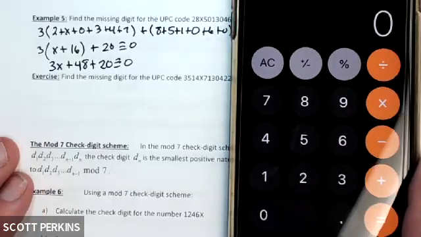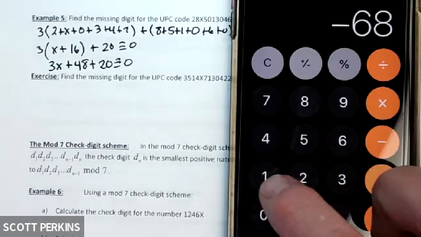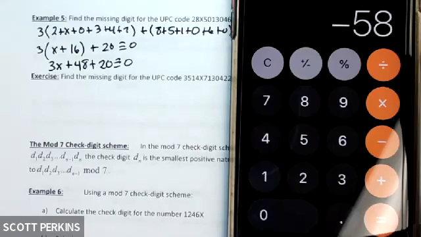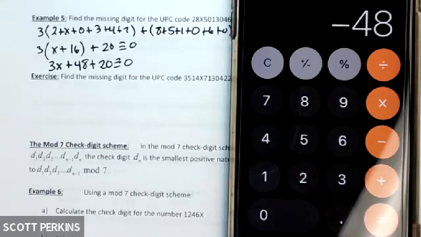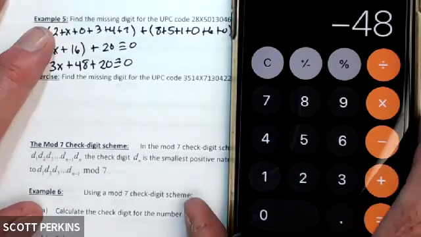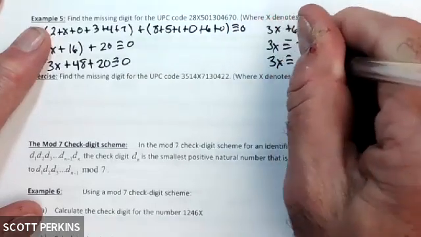So here goes. So here's negative 68. I'm just going to add 10 until I get something that's divisible by 3. So I'm going to add 10 to this. And when I add 10, I get negative 58. That's not divisible by 3. I'm going to add 10 again. I'm getting negative 48. Oh, that's divisible by 3. Okay, so negative 48 will be. So I got 3x is congruent to negative 48.